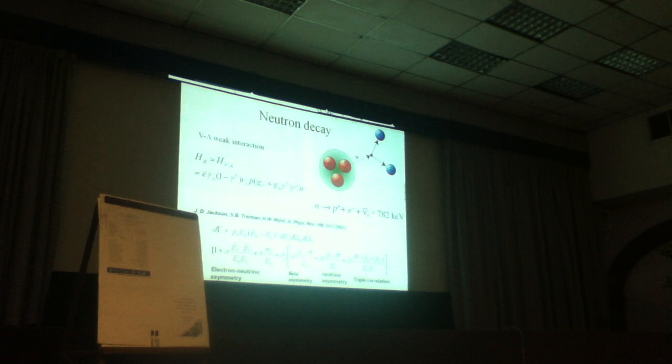For example, the direction of the electron momentum relative to the spin of the neutron. So we can have access to the beta asymmetry, neutrino asymmetry, and also this triple correlation that violates both parity inversion and time reversal.